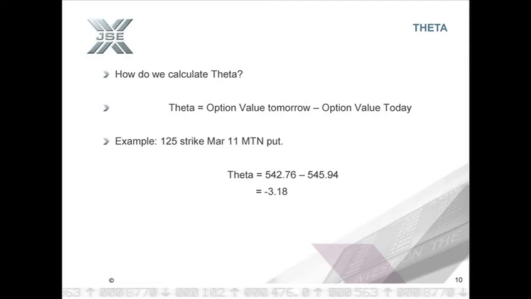Let's look at our MTN example. We have a March 11 MTN put. Currently the value is at 131, and let's say the strike is 125. We calculate the option value tomorrow, and remember we have an equation, it's Black-Scholes, so we can adjust the date as we wish. So you will see that the option value tomorrow is 542 Rand and 76 cents. The option value today is 545 Rand 94 cents. Subtract the two from one another and you get a value of minus 3 Rand 18. That is a Rand value, meaning that every day your option value will decrease by 3 Rand and 18 cents.